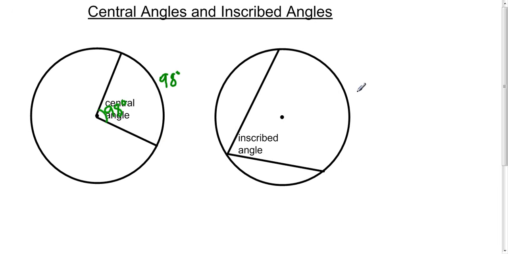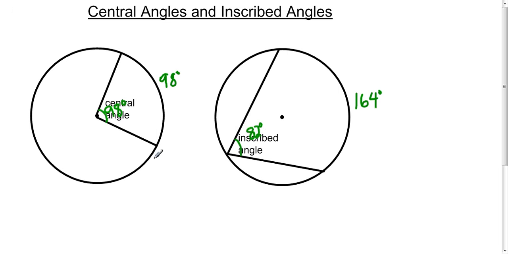For an inscribed angle, let's say this arc is about 164 degrees, is my guess. The inscribed angle is half. It's always half of the intercepted arc. So this would be 82 degrees right there.